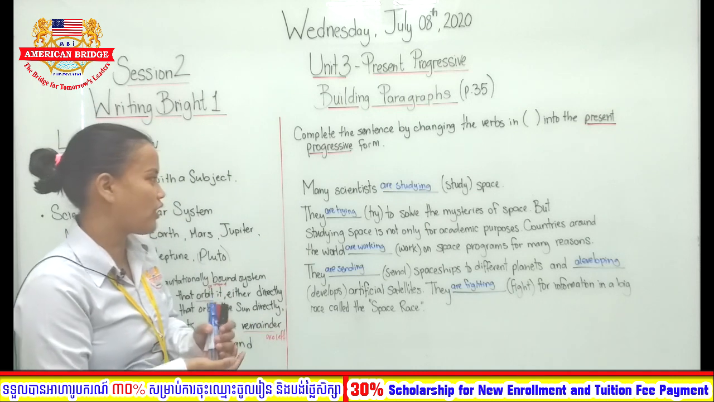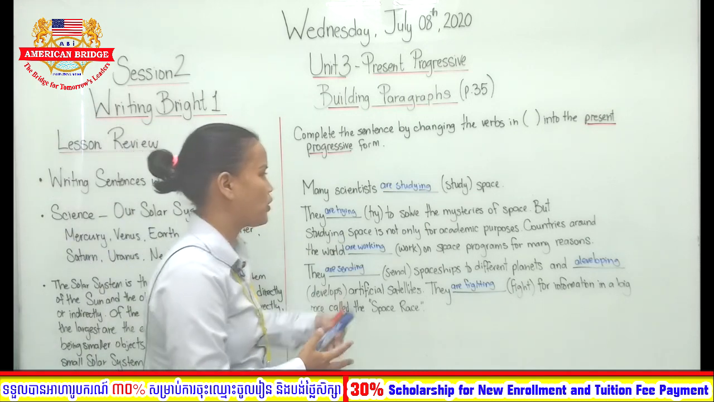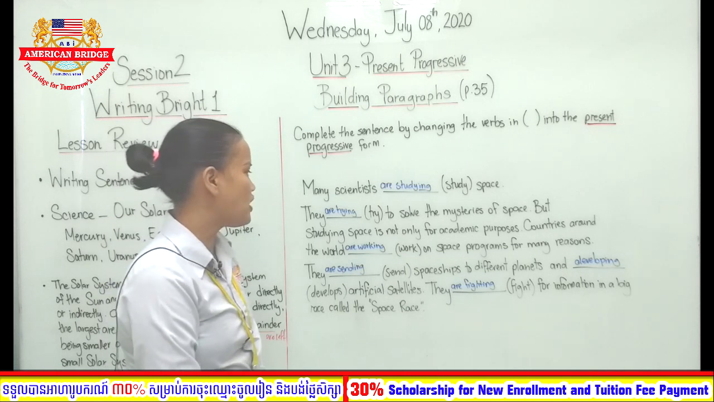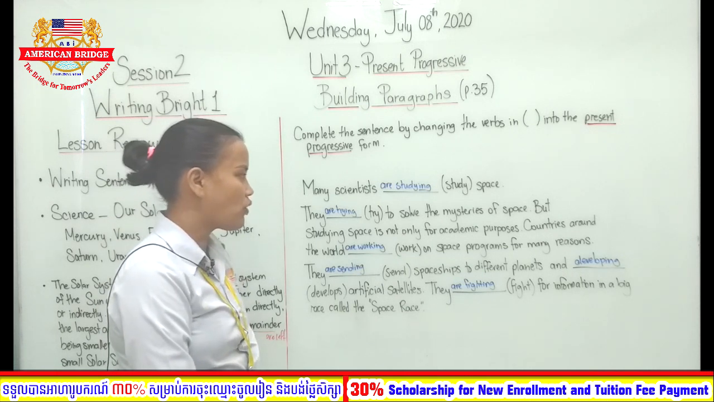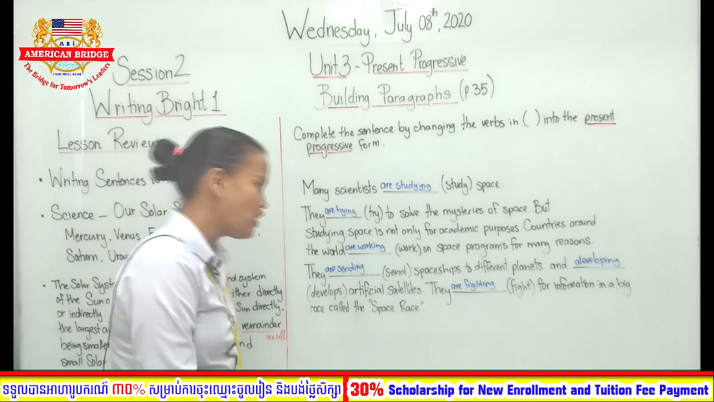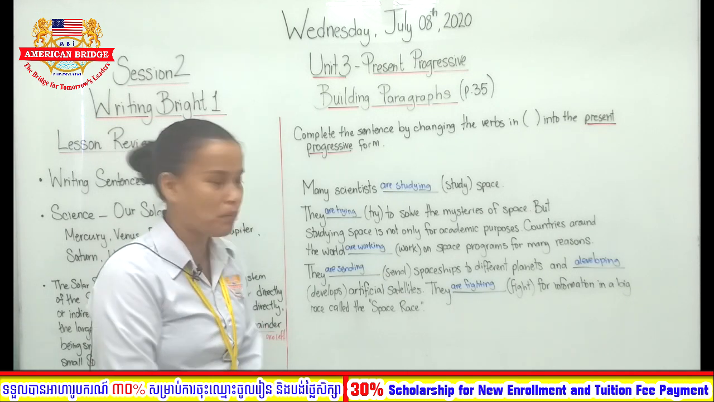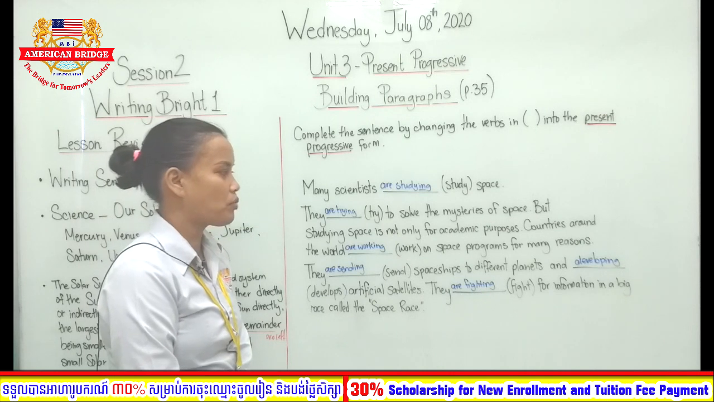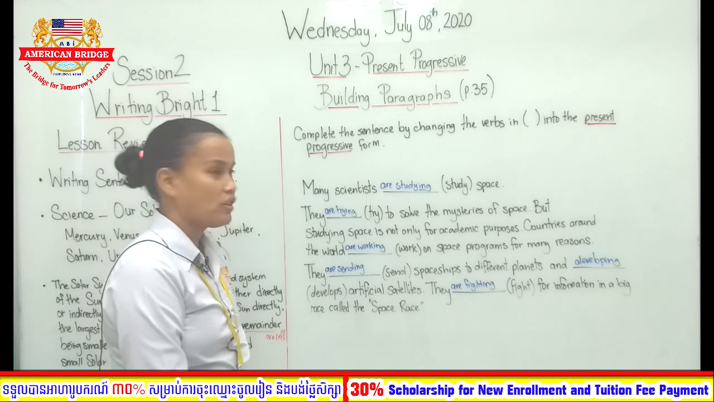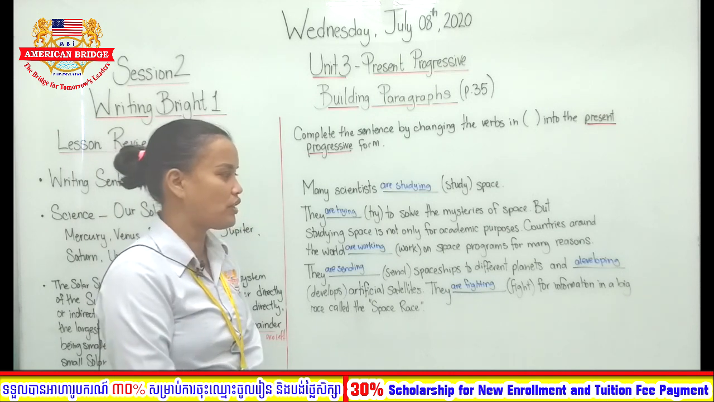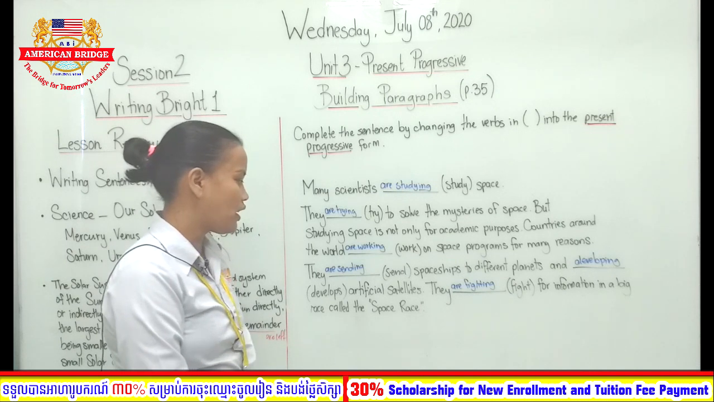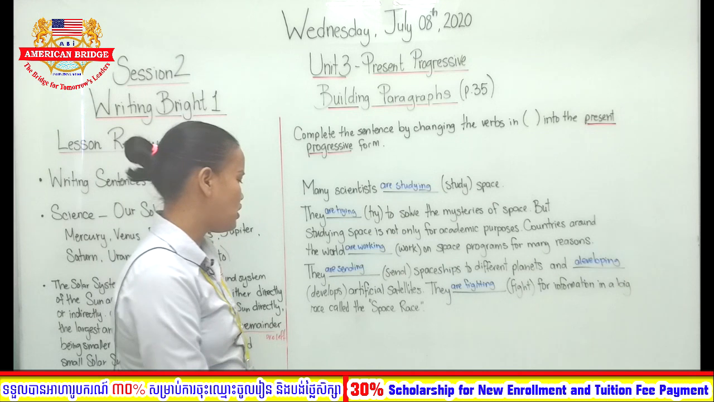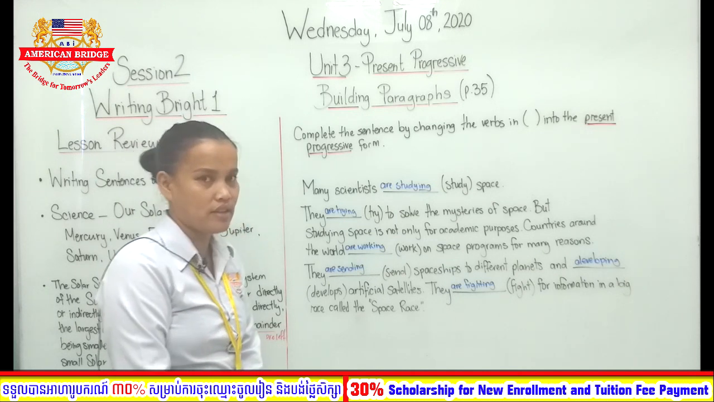Okay, let's read it together one more time, but this time with the complete present progressive form. Now, many scientists are studying space. They are trying to solve the mystery of space, but studying space is not only for academic purposes. Countries around the world are working on space programs for many reasons. They are sending spaceships to different planets and developing artificial satellites. They are fighting for information in a race called the space race.